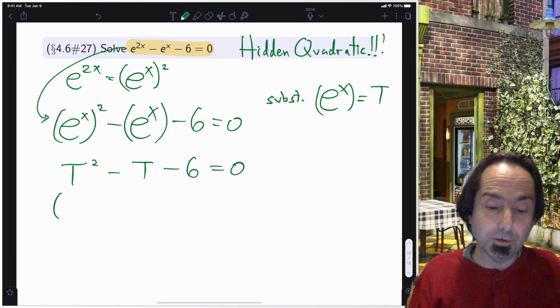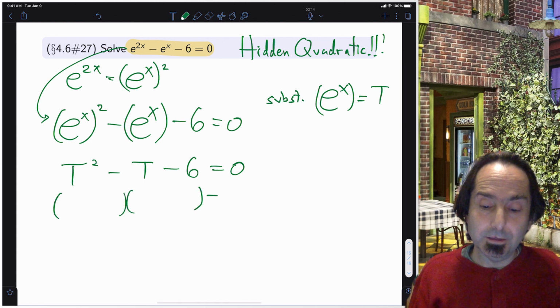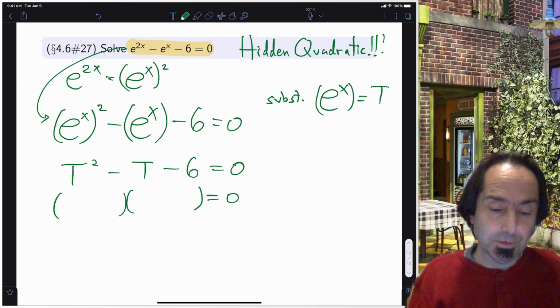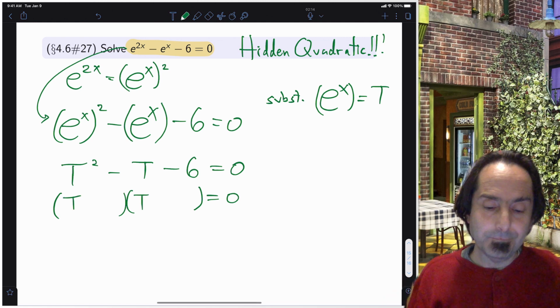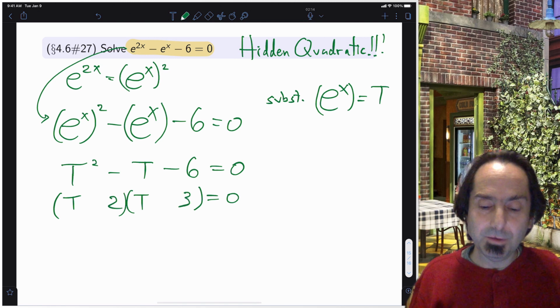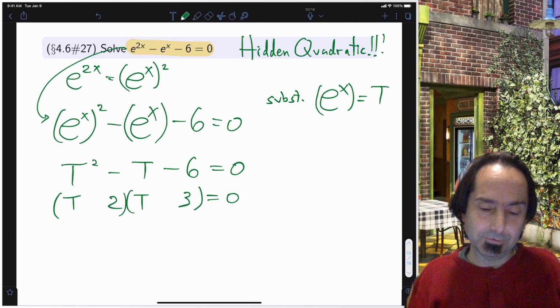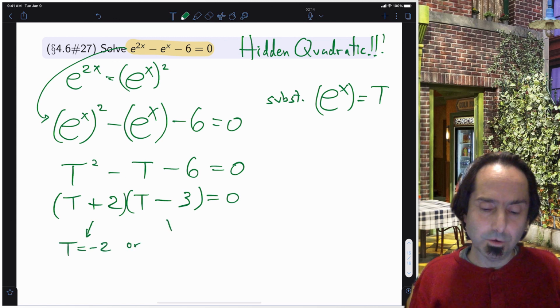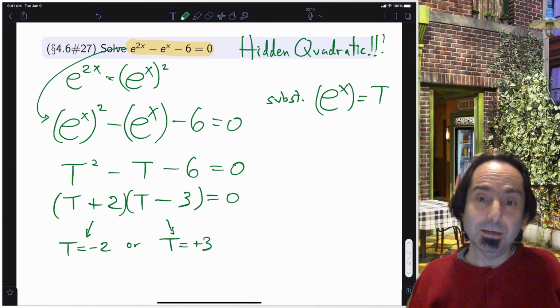We can solve this one by factoring. We don't need to use the full-blown quadratic formula, but here's a t, here's a t. 6 is 2 times 3. One of them is positive, one is negative. It's going to be negative 3, positive 2. And so this means that t is negative 2, or t is positive 3.